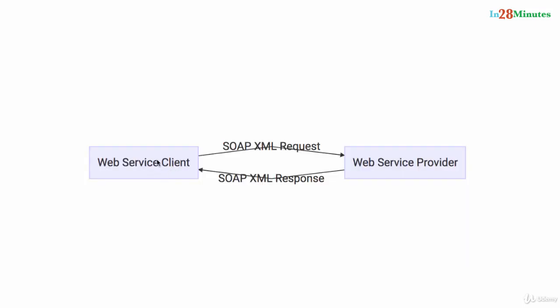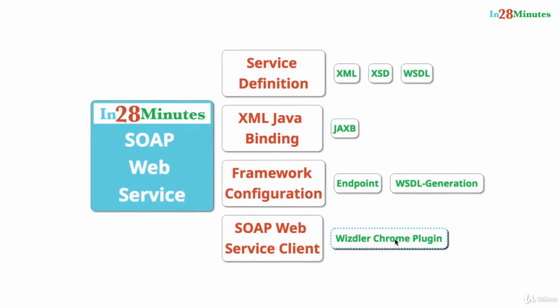As part of this framework configuration, that is basically the Spring Web Services configuration, we will also configure generating a WSDL. We would need a web service client so that we can execute the request and get the response back. We will use a Chrome plugin called Whistler. Whistler also has support for Firefox. It's quite a simple plugin and it's more than sufficient for what we would be doing in this specific course.